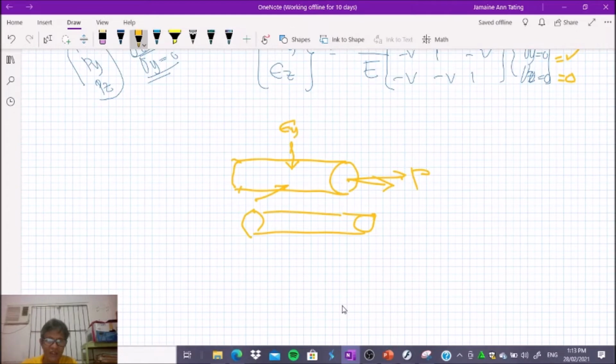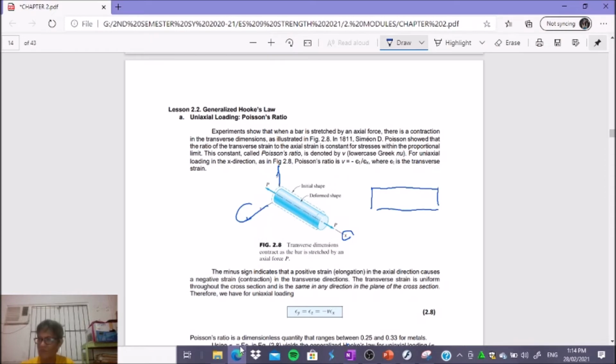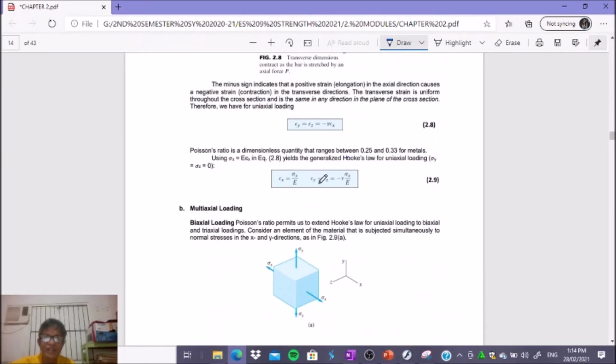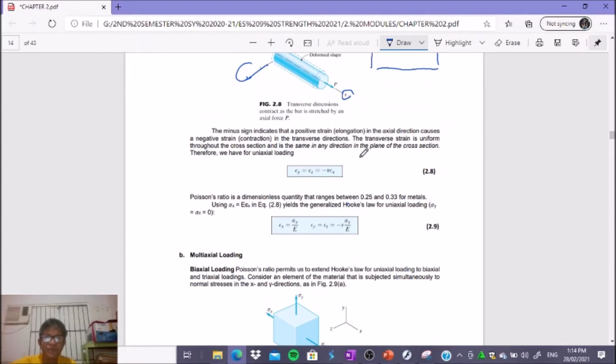yung strain, yung direction. This will be strain Y, strain Z, and this will be strain X in that direction, corresponding sigma X, corresponding sigma Y, and corresponding sigma Z. Okay, ganun yung ibig sabihin ng dito sa diagram na ito. So, ito ngayon yung uniaxial case. Ito yung uniaxial case. So, we have yung strain natin sa Y and Z direction magiging negative V times this strain in X.